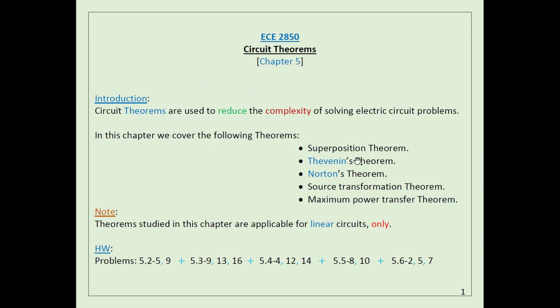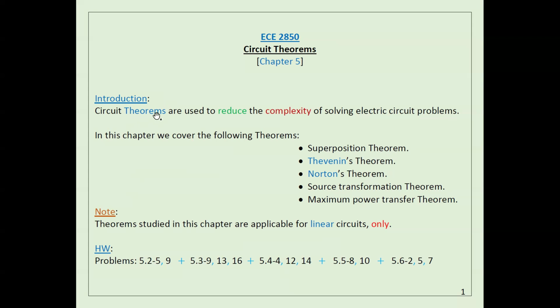In this chapter, I'm going to explain different theorems. The first theorem I'm going to explain is the superposition theorem, then Thevenin's theorem. By the way, this is a French name; I pronounce it in English, but it's the name of the scientist who found this approach. We also have Norton's theorem, the source transformation theorem, and the maximum power transfer theorem. I'm going to explain these theorems. They are very easy, not difficult.